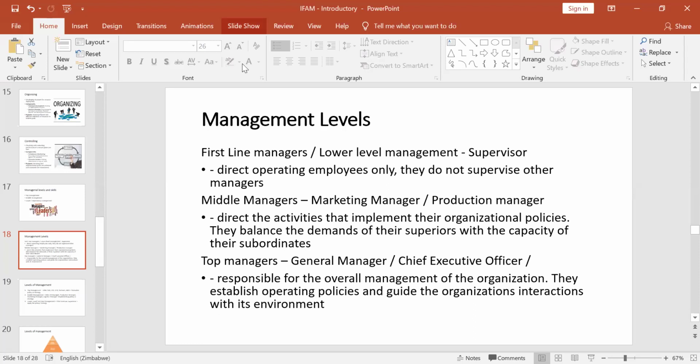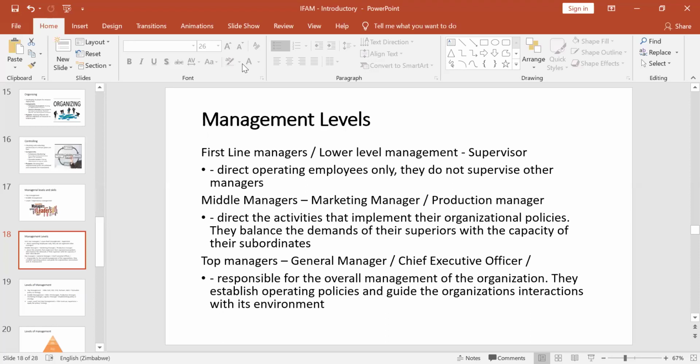I was saying let's start from the bottom of the page going upwards. So we have the top managers who are responsible for the overall management of the whole organization. Their main task is to come up with the policies and to guide the organization. Then we also have middle managers. They direct the activities that implement the policies that were set by the top management. So the top management comes up with policies, they come up with visions, then the middle managers are there to make sure that those policies are implemented, those visions are met.